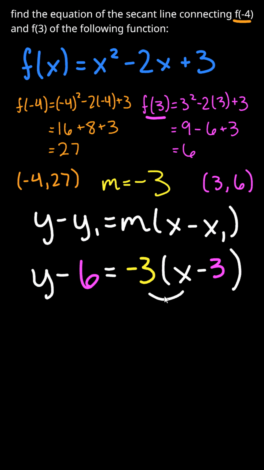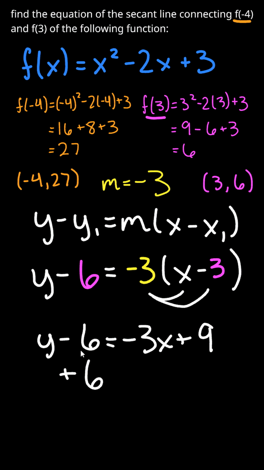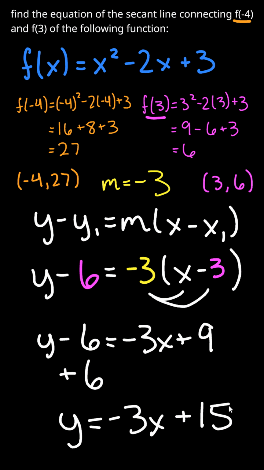Of course, we need to distribute here. That gives us -3x plus 9. And then last but not least, if we add the 6 to cancel that out, we get y equals -3x plus 15. And there we have it, y equals -3x plus 15.